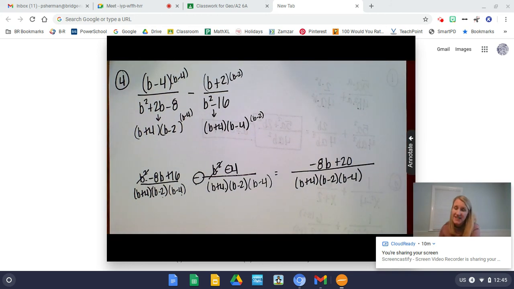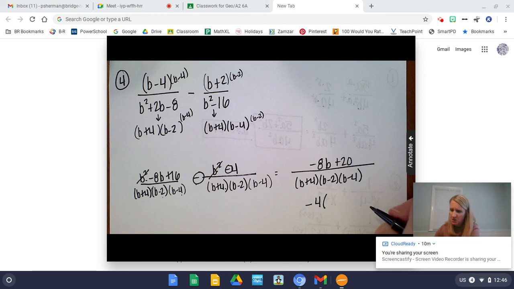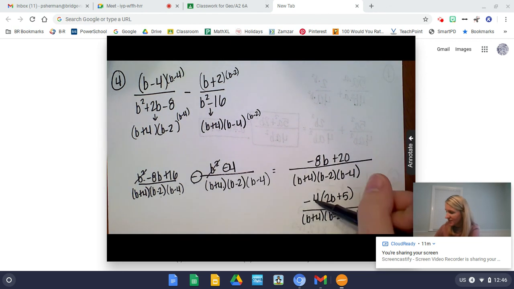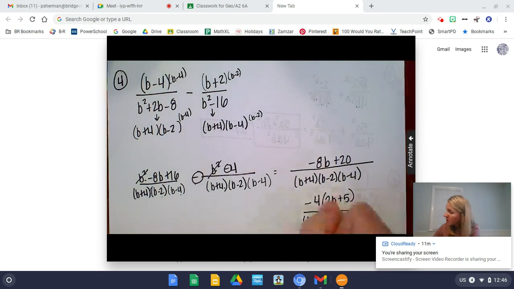Okie doke. I can factor the top, right? There's a GCF. We're going to make it negative 4. Yes, it takes a lot of thought these days. That will leave me with 2b plus 5 over that denominator. That's right. And that's it, right? That doesn't cancel, that doesn't cancel, nothing's reducible. I can give my domain restriction that b cannot equal negative 4, 2, or 4. Besides that, that's my final answer.